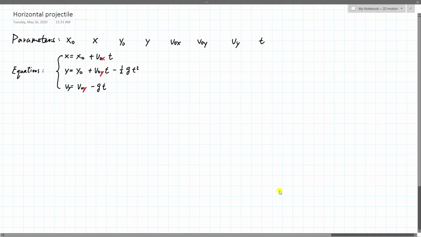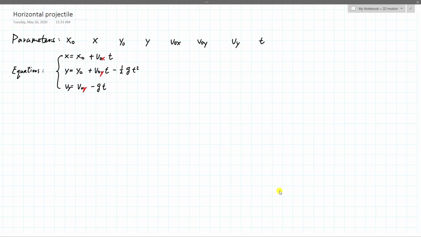Hello, this is Dr. Liu, and in the previous video I explained how to set up a projectile motion problem, basically the basics. This is how to solve it. So we start with a horizontal projectile because it is a little easier.